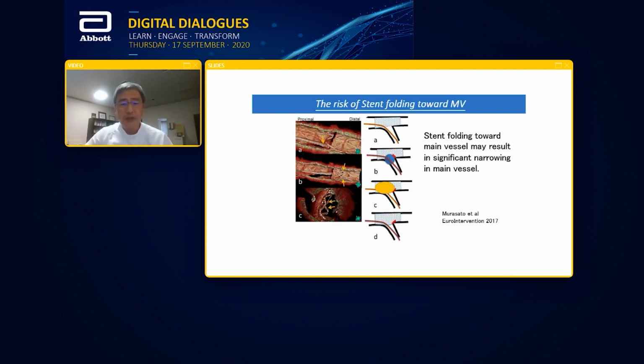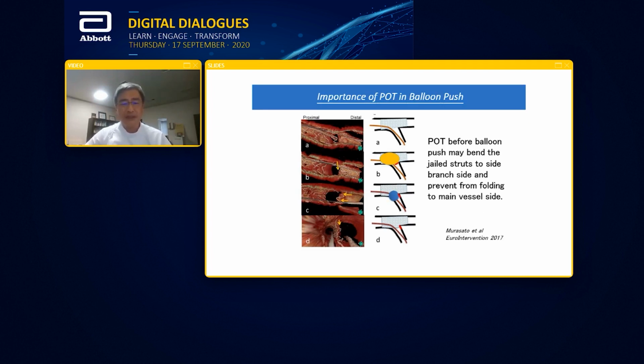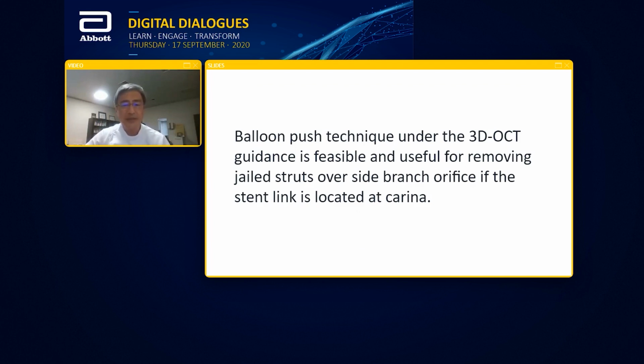As you know, stent folding toward the main vessel may result in significant narrowing in the main vessel like this. So the important thing is we should do POT before the balloon push, to bend a little bit toward the side branch side, and then push the balloon so you can get the fold into the side branch side like this. So POT is very important before push. So the balloon push technique under 3D OCT guidance is feasible and useful for removing JL strut over the side branch orifice if the stent link is located at the carina.